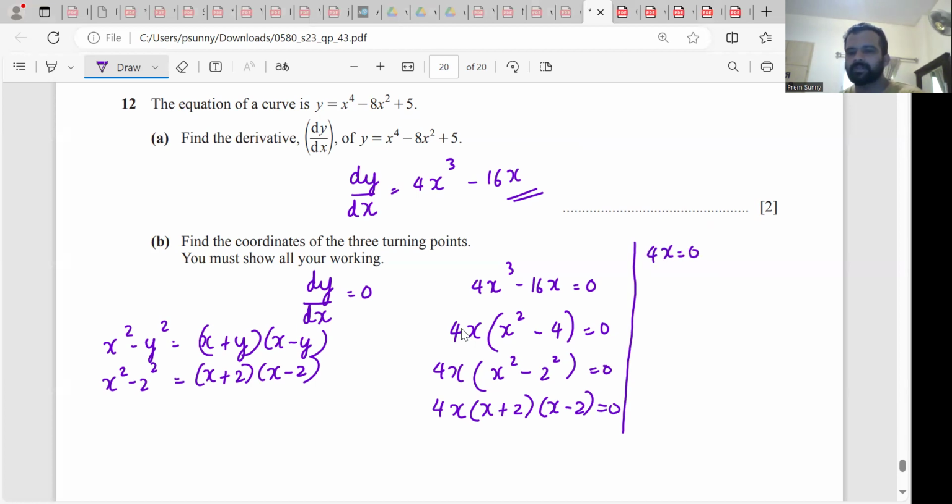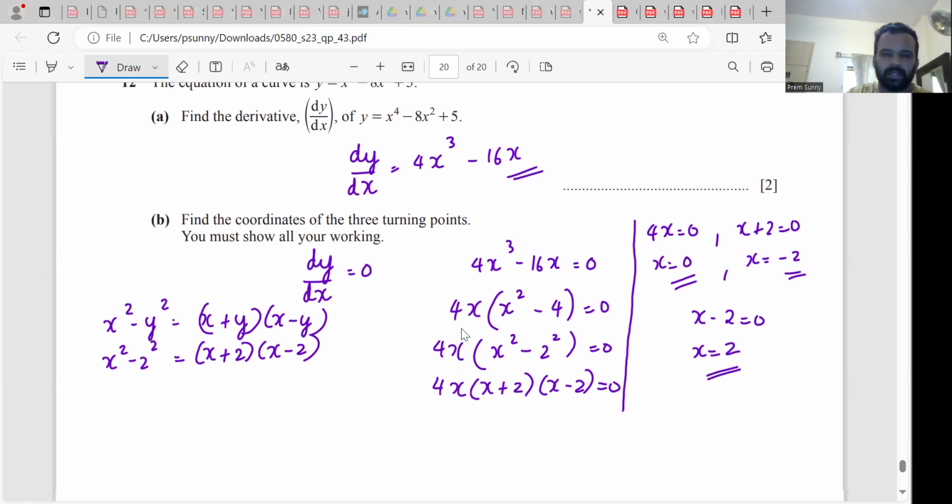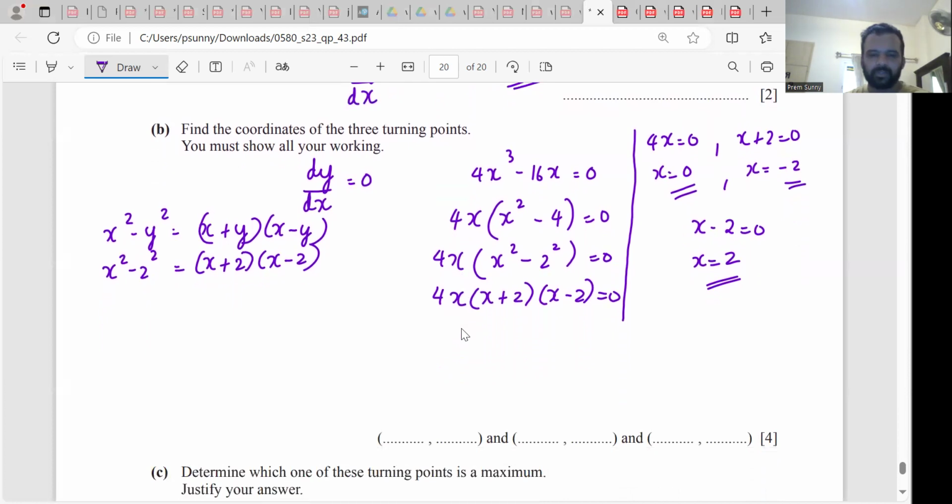So 4x is equal to 0, x is equal to 0 divided by 4, 0. Now x plus 2 is equal to 0, therefore x is equal to minus 2. And x minus 2 is equal to 0, therefore x is equal to 2. We got all the three turning points x values. So x values are 0, 2, and minus 2. Now we need the y values.